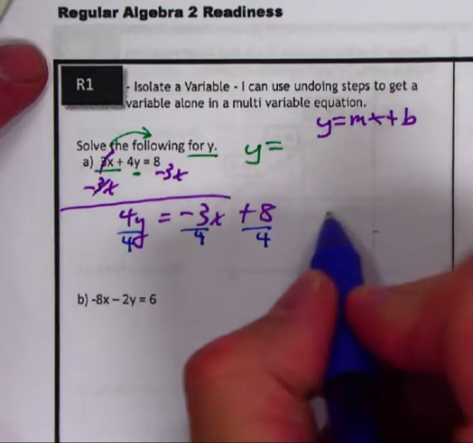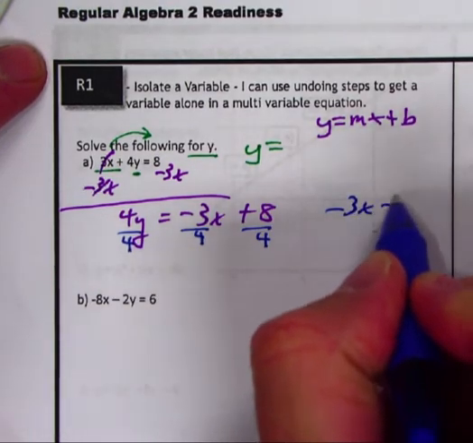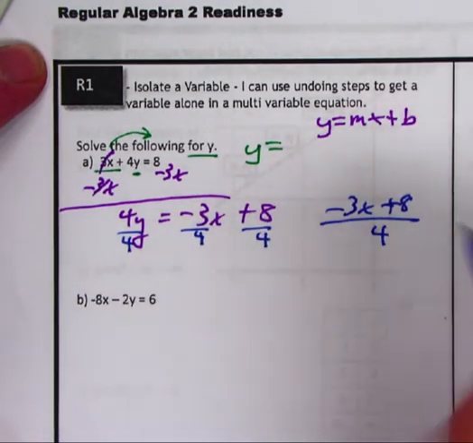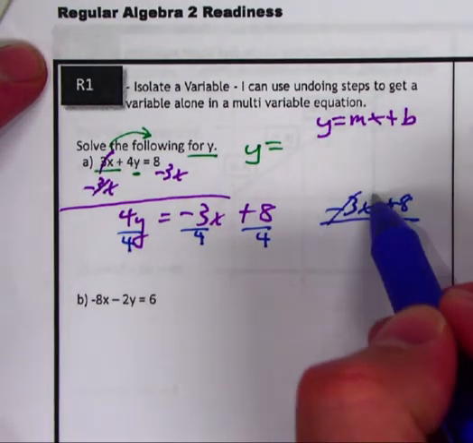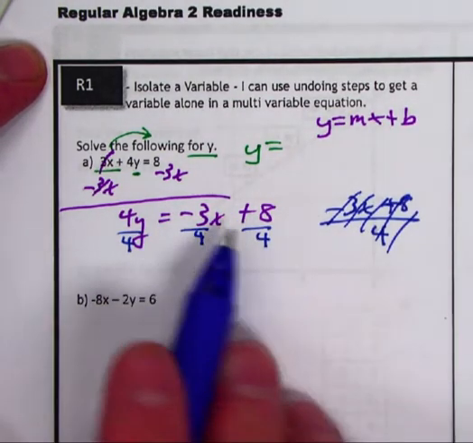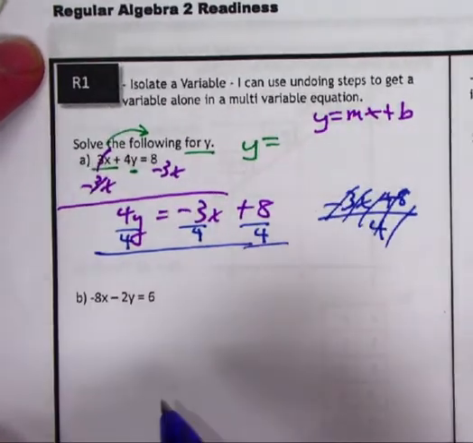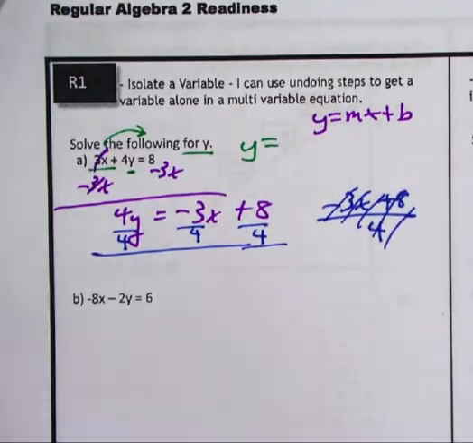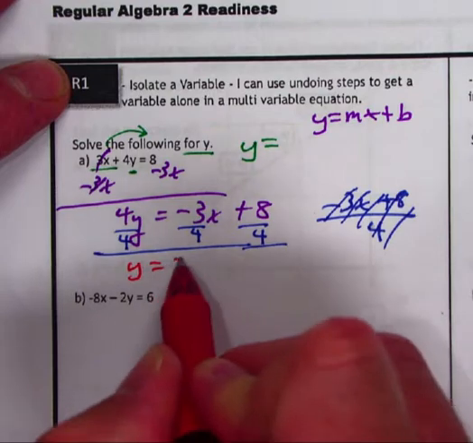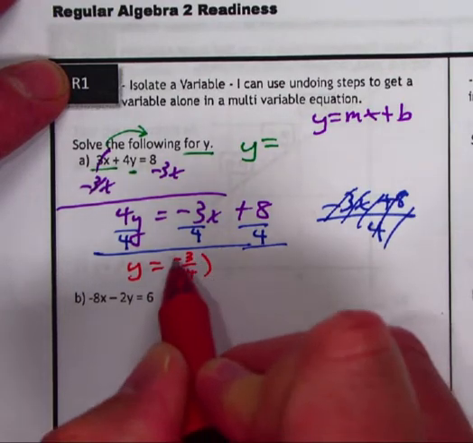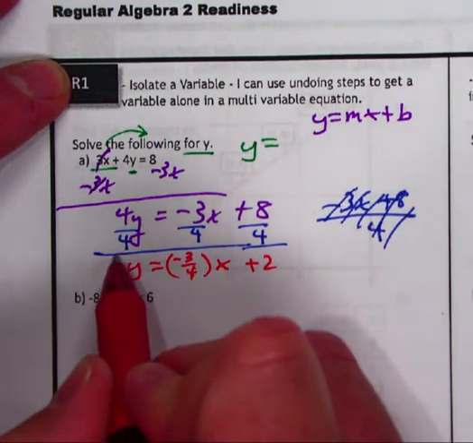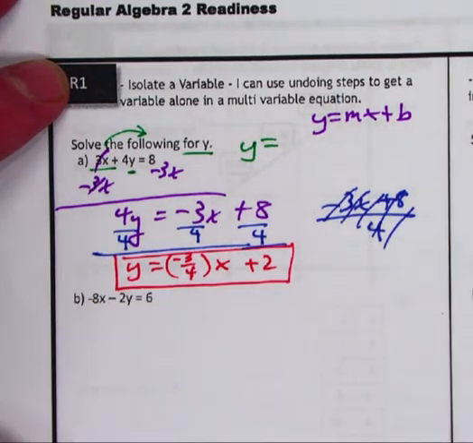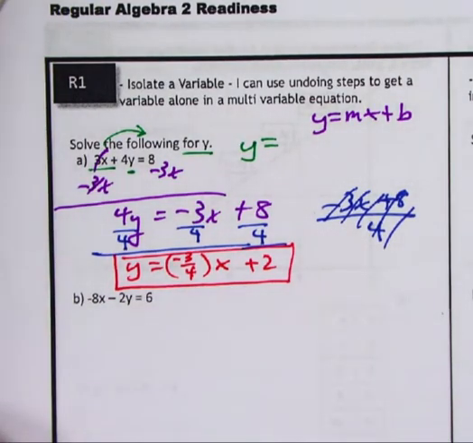Please don't be the person who goes like this, negative 3x plus 8, and tries to divide the whole side by 4. That doesn't work because you're dividing each part by 4. So get away from that and use it this way. I feel like that's going to be a better method for you. So then your final answer would be y equals negative 3/4, and that should be in parentheses, x, and then plus 2. That's what you would get for your y equals format for that first question.